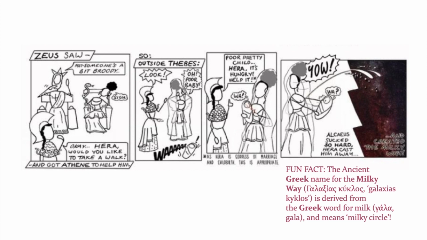Fun fact, the ancient Greek name for the Milky Way, Galaxias Kyklos, is derived from the Greek word for milk, gala, and it means milky circle. So it does sort of look like someone has accidentally sprayed milk across the sky.